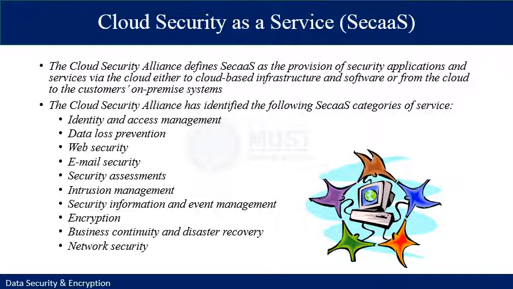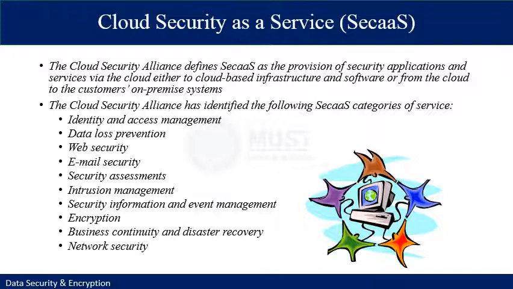In the context of cloud computing, cloud security as a service, designated as SecaaS, is a segment of software as a service offering of a cloud provider. The Cloud Security Alliance defines cloud security as a service as a provision of security applications and services via the cloud, either to the cloud-based infrastructure and the software, or from a cloud to the consumer from on-premise systems.